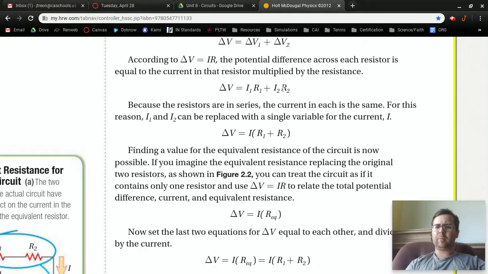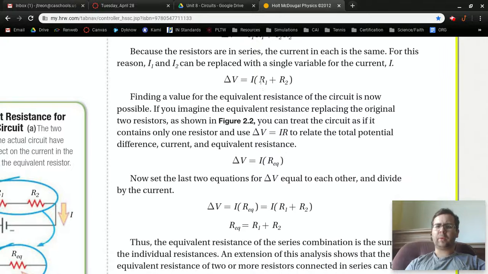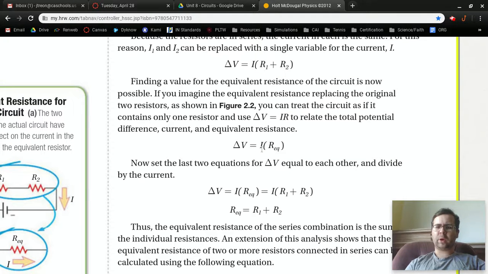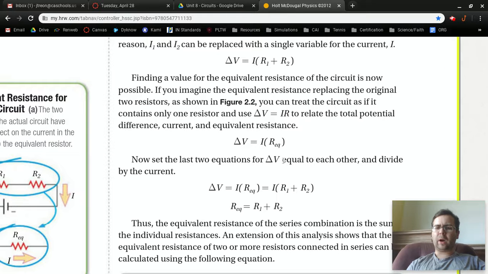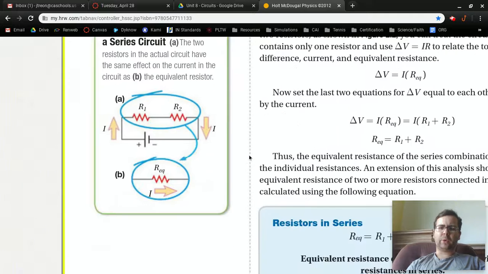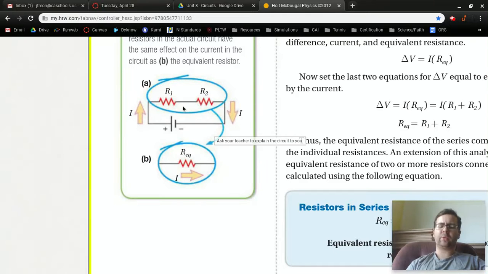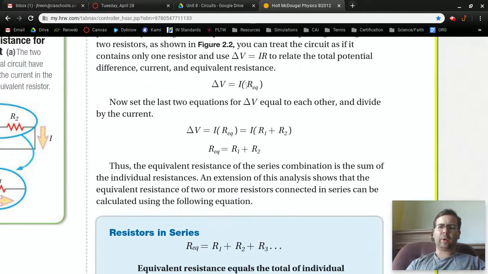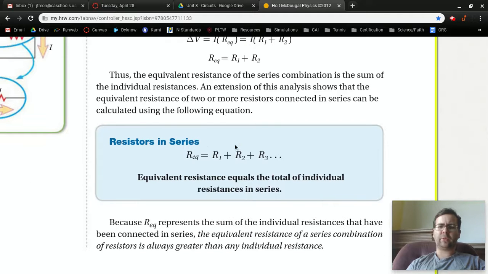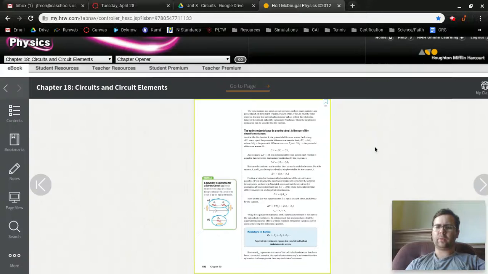Since the current is the same across both resistors, you can factor that out. And basically what you end up with is the total voltage is equal to the current times the equivalent resistance, which is what we expected. So V equals IR, that's Ohm's law, as we've already learned. And so the total current that goes through this circuit depends on the equivalent resistance and the voltage. That's an important equation right here. And we've already seen this equation: equivalent resistance equals R1 plus R2 plus R3 and so on.